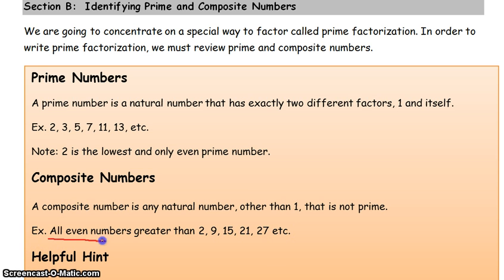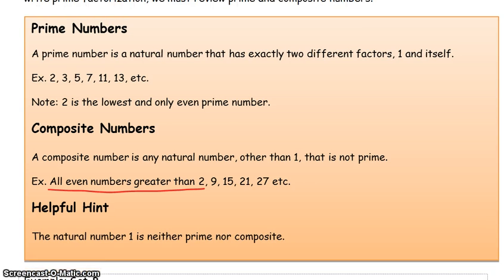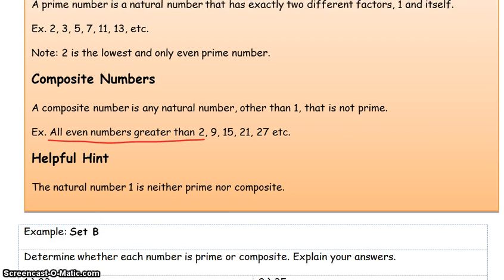Again, look at this. All even numbers greater than 2. So you have 4, 6, 8, 10, and so on. All of those even numbers that are greater than 2 are composite. Then we have some of these other numbers, 9, 15, 21, 27, etc. So composite numbers are even and odd numbers. It just doesn't stop at 2. Actually, 4 would be the lowest even composite number.